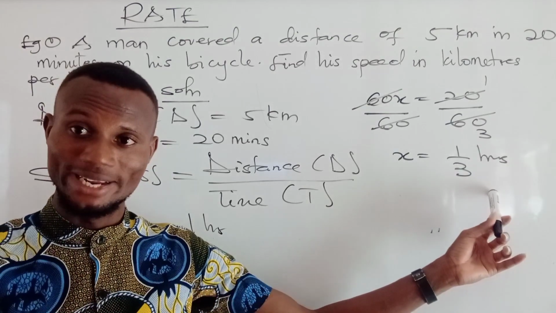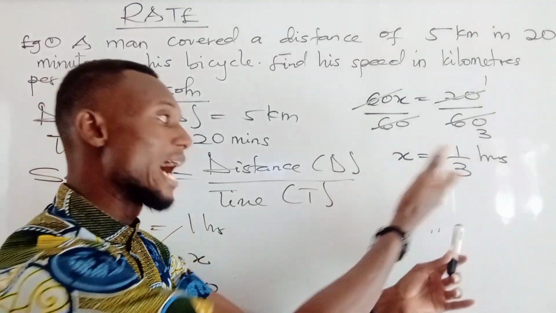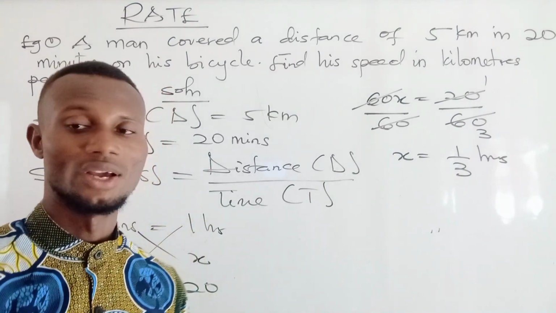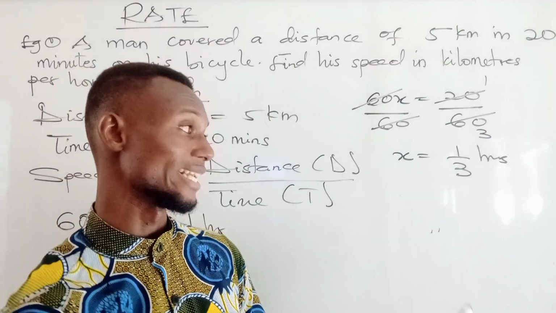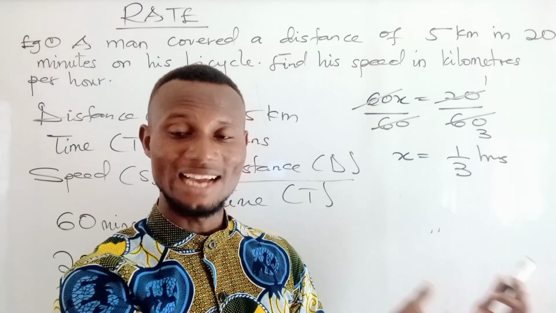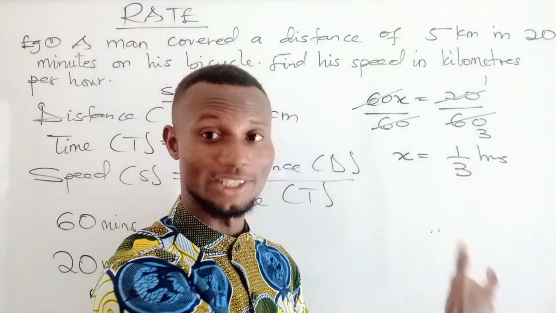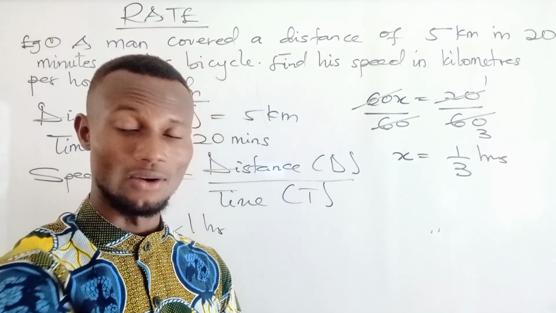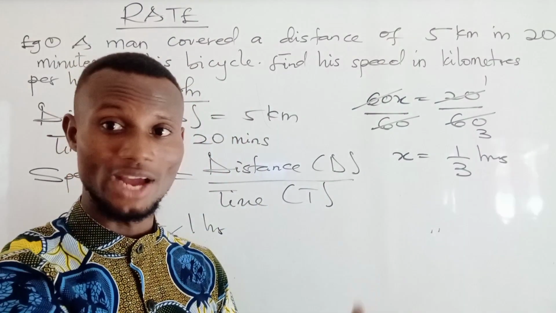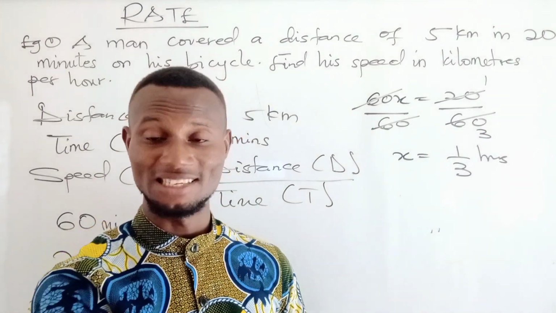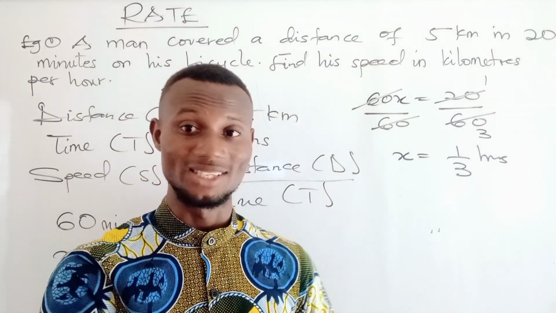Okay, so the 20 minutes we've converted it to hours, and that is 1 over 3 hours. Someone can choose to leave the answer in decimals, but I prefer to leave it in fraction because we are going to use it to solve further. We are going to use it to solve for the speed. It's best that you leave it in fractions so that solving will be simple.